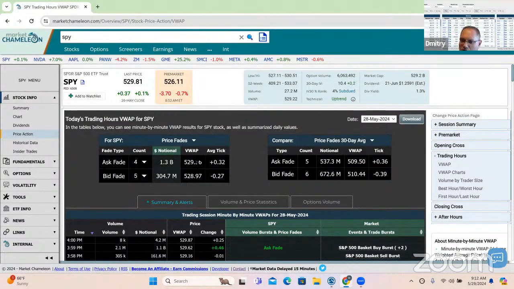This is where the VWAP price of all those trades were. So on those liquid jumps, on average, we saw that the trades happened around 529.36. Okay, that's the volume weighted average price of all of them, and the average impact of that price fade was 32 cents. That's compared to typically 36 cents. So not as big of a price impact.